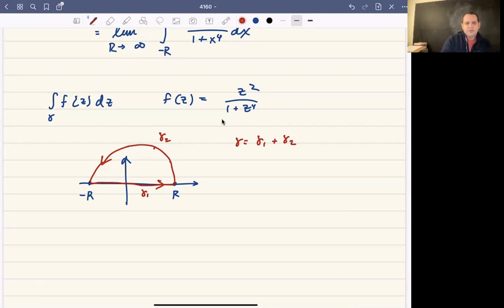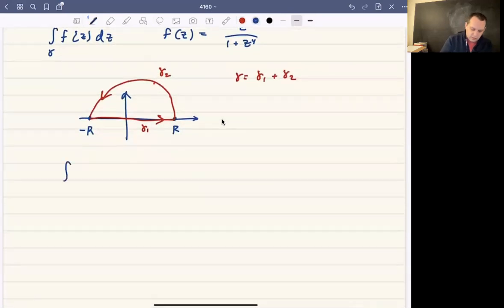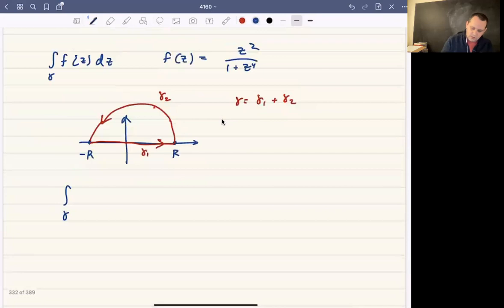Now, to compute this integral over gamma is where the residue theorem comes in. So we know that the integral over gamma of f is going to be 2 pi i times the sum of the residues. And so this is going to be the residue of f at, let's see, what are the zeros of our denominator that are inside the contour here?